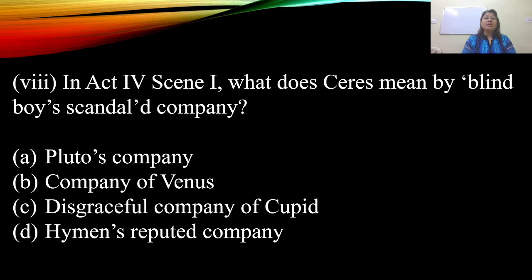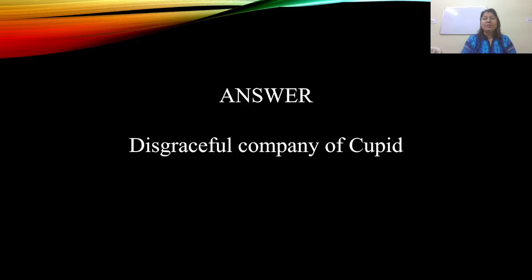Pluto's company, company of Venus, disgraceful company of Cupid, or Hymen's reputed company? Yes, blind boy's candled company. So you can understand, blind boy, Cupid is supposed to be the blind boy. So the answer is disgraceful company of Cupid.